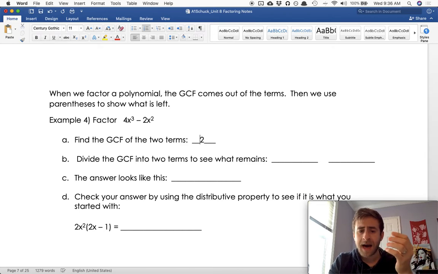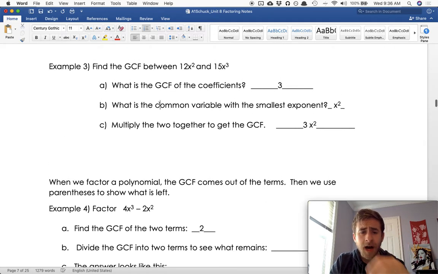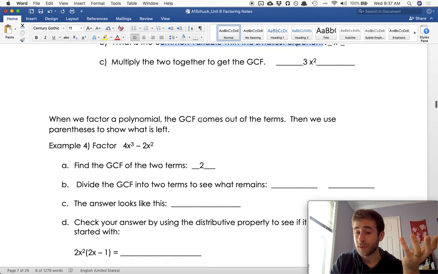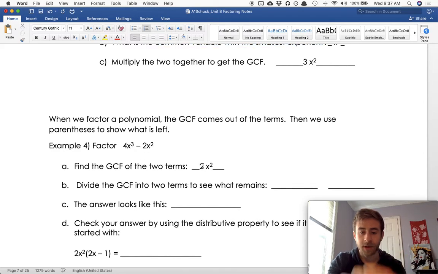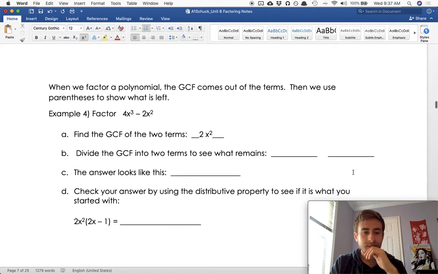And then I have to find the common variable with the smallest exponent again, right? The GCF of the variable parts of the two terms. I have an x cubed and an x squared, so a common variable is x. And the smallest exponent, one of these two, is going to be x squared. So I'm going to put x squared over there.